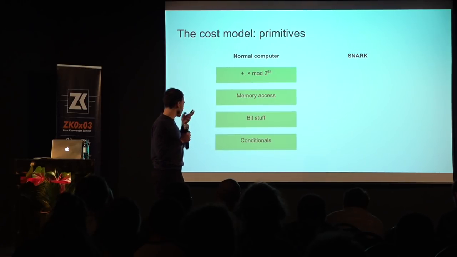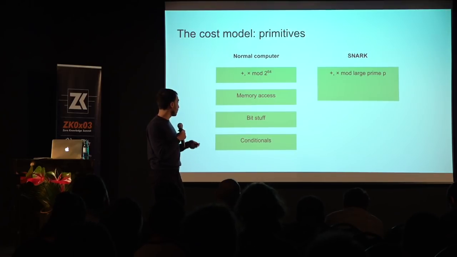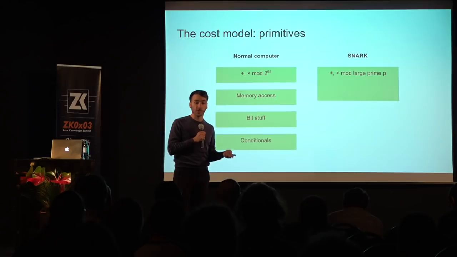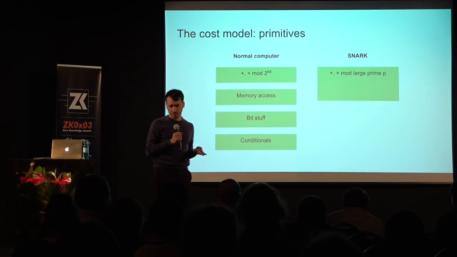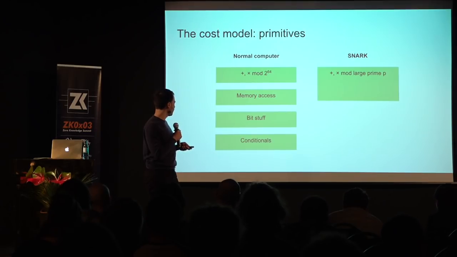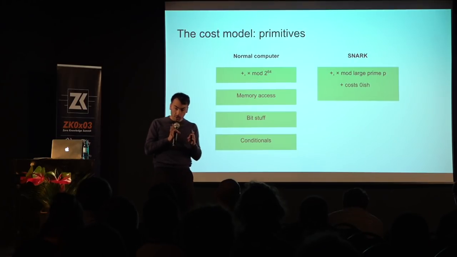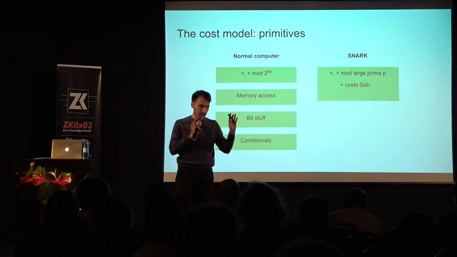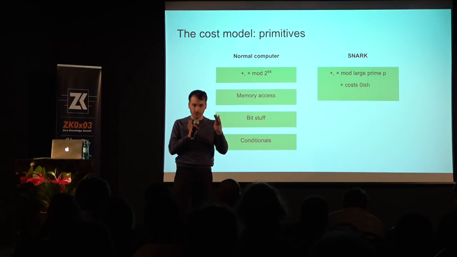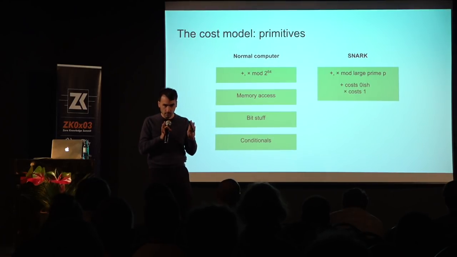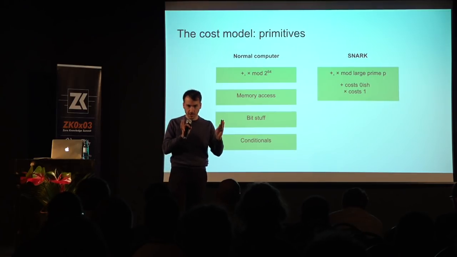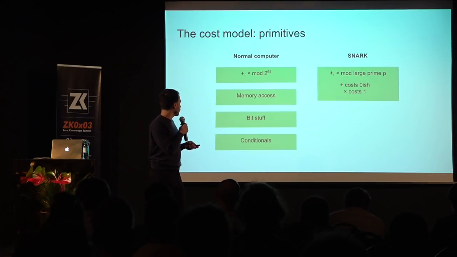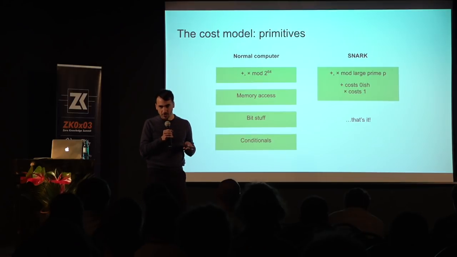SNARKs, what's the deal? Well, first of all, you have plus and times mod some large prime p. It's not so different, somehow. The p is a bit larger, but anyway. This is really important. Plus is kind of free-ish. Plus costs 0-ish. When you're programming, this is how you think about it. Plus is almost free. Times costs 1. Does that make sense? Addition is free. Times is not free. Cool? Make sense? Okay. And what else do you have? Well, actually, that's pretty much it.